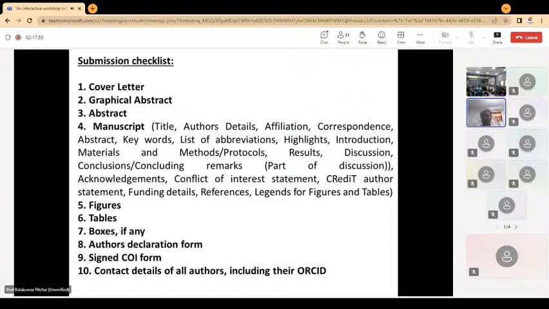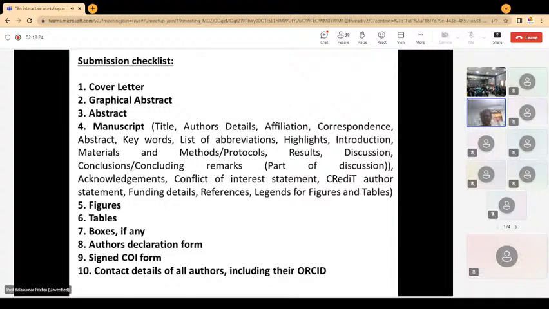Yes, you should declare that all authors have read and approved the manuscript, and that we agree with the order of the authors and the title of the paper, and we don't have any conflict of interest. Separately, the conflict of interest form should be signed and uploaded by all the authors, including their ORCID. That can be automatically taken up when you are uploading the manuscript.